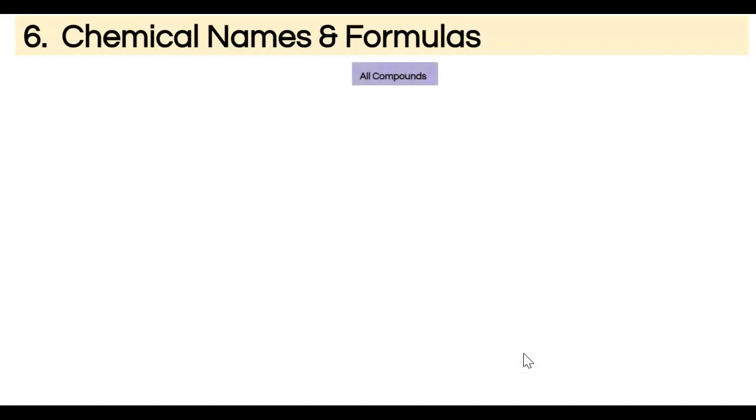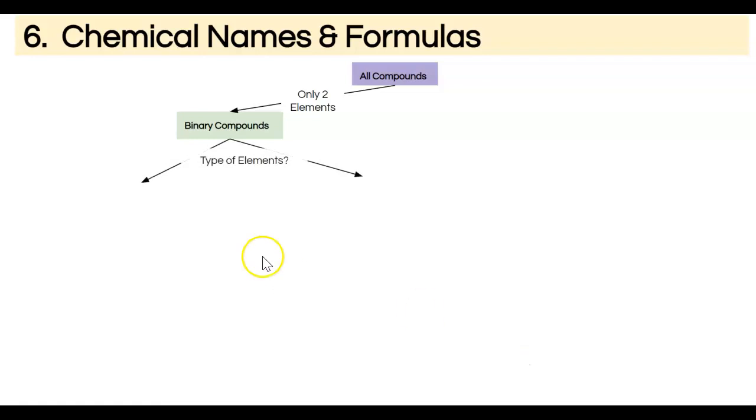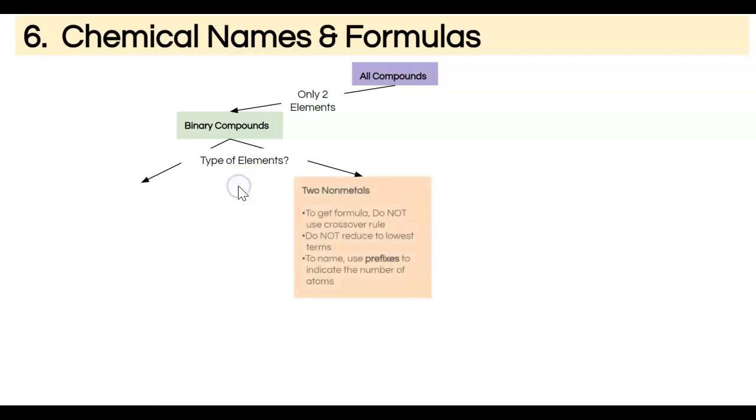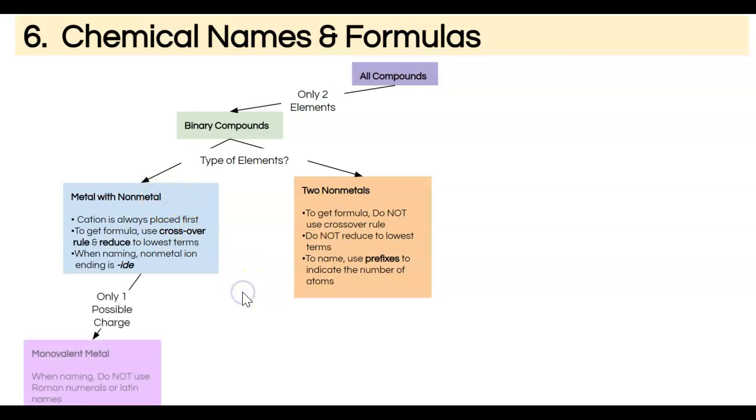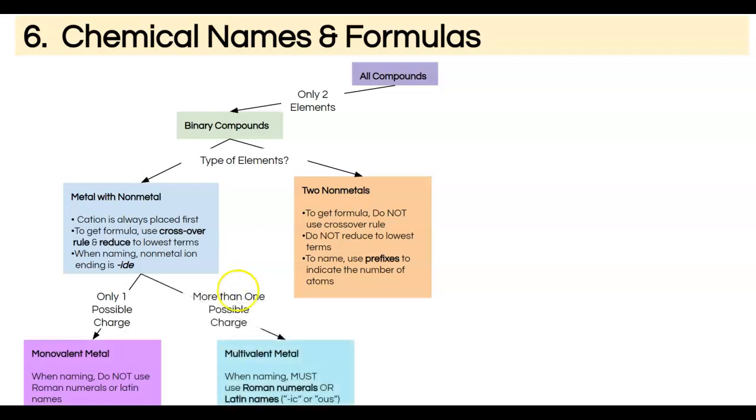We've learned so far about compounds that are binary, containing only two elements, and we know that those binary compounds, when we examine the types of elements they're composed of, can be composed of two nonmetals, like we just saw, or they can be composed of a metal and a nonmetal, in which case we need to see whether that metal is monovalent or multivalent. The rules are there, and it depends on what we're looking at.